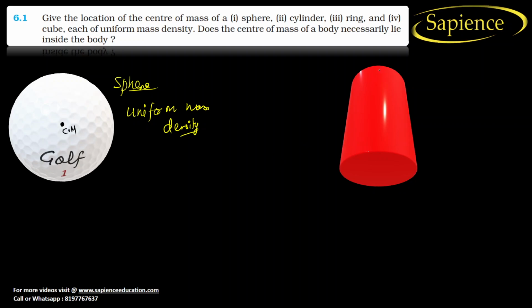So, the cylinder is a symmetrical object, right? So it will be on the central axis only. Let us consider this is the axis and this is the midpoint. So at the midpoint on the central axis of the cylinder, you will get the center of mass. So this is the center of mass for the cylinder.